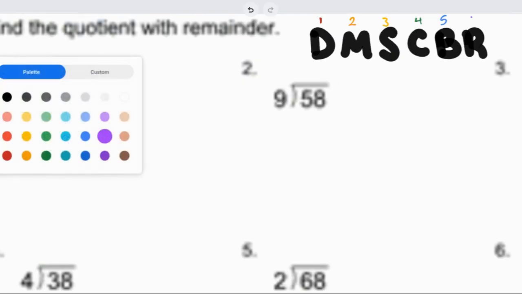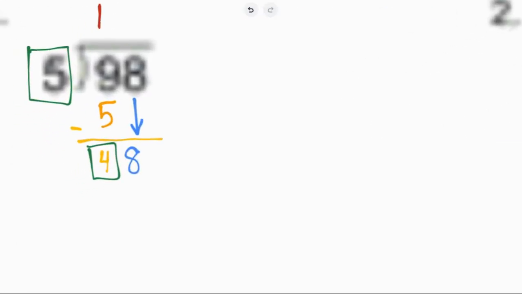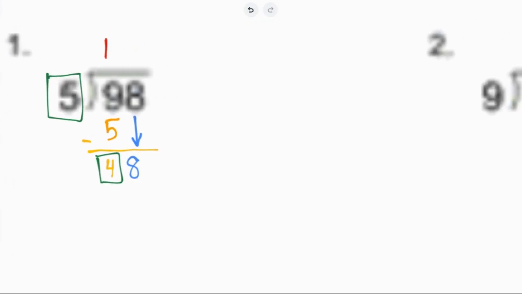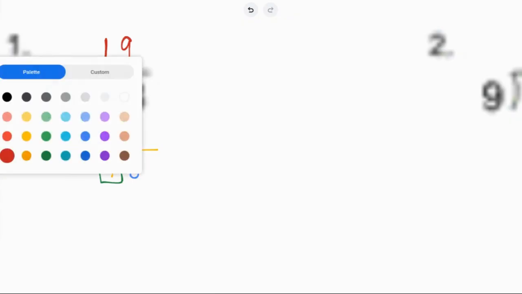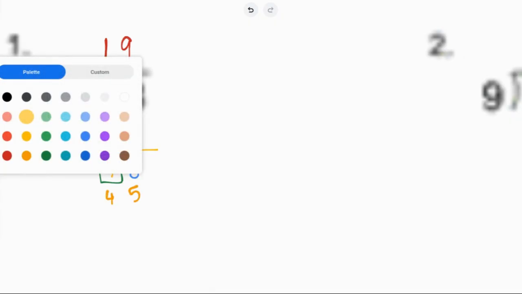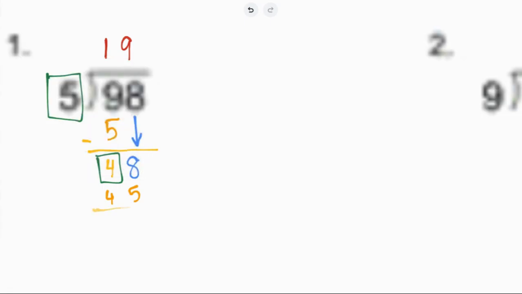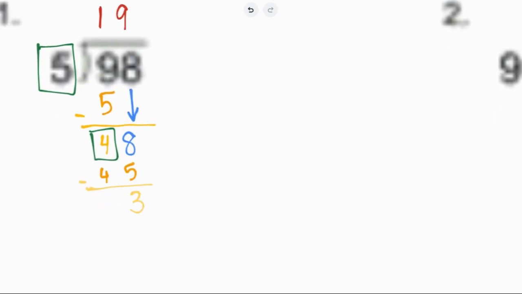The final step is R for repeat. That means that we're going to repeat the process all the way from the beginning. So the first step, again, what do we have to do? It starts with a D, and if you said divide, then you are correct. So 5 goes into 48 9 times. Next, what does the M stand for? Multiply. If you multiplied 5 times 9, you are correct. The next step is to subtract. So what's 48 minus 45? If you said 3, you're correct.